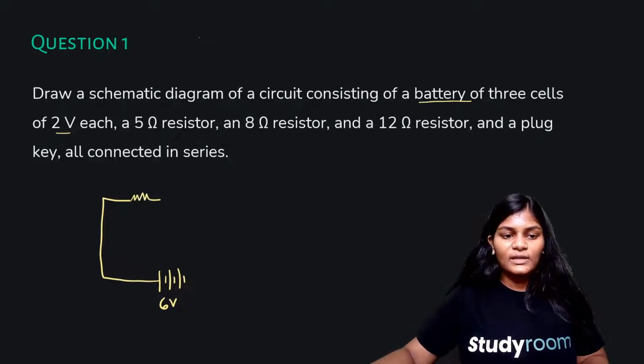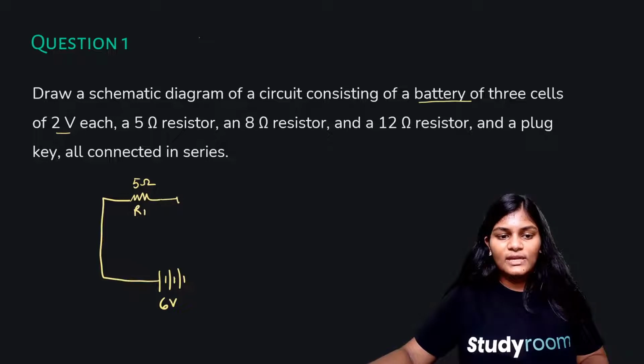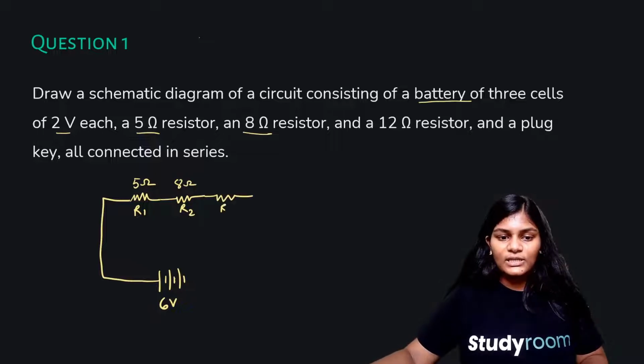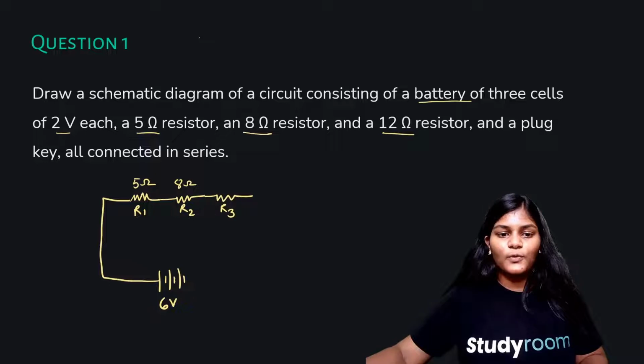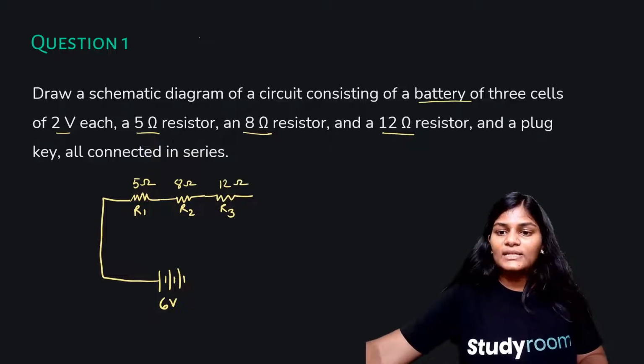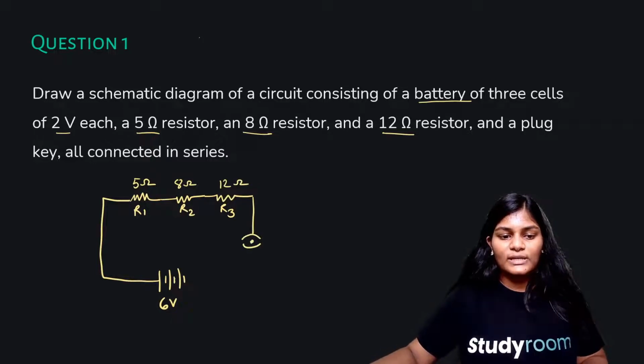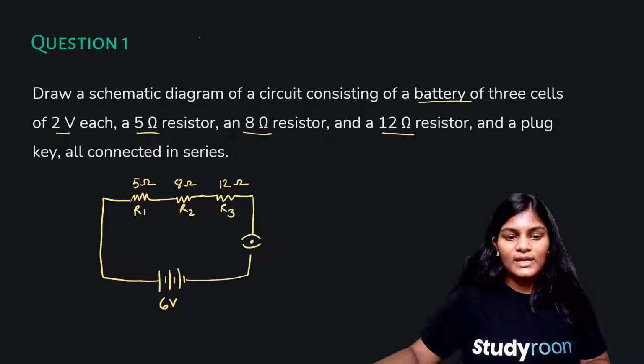This is resistor 1, say R1, it is 5 ohms. Then there is another resistor R2 which is given as 8 ohm. Another resistor is there R3 which is given as 12 ohm. And it's saying a plug key, that means a key which is represented like this. All connected in series.